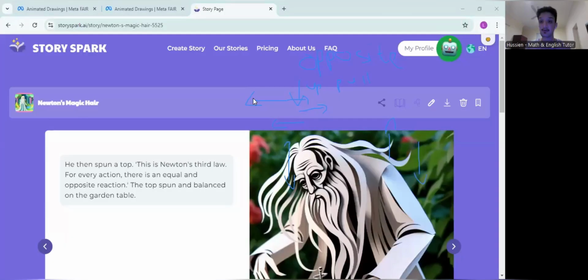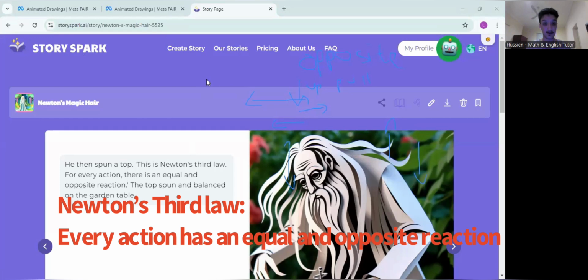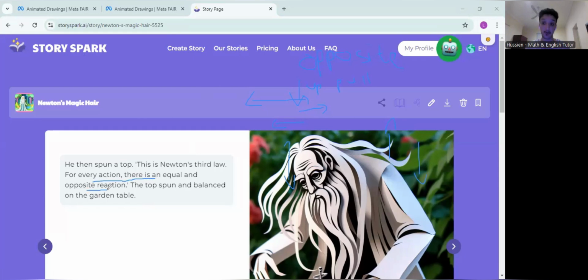So today we're going to be using Meta AI as well as StorySpark here to explain Newton's third law of motion, just like we did with the other first two laws. All right. So as you remember from the story, Newton's third law says that for every action, there is an equal and opposite reaction, right? So what does that mean?